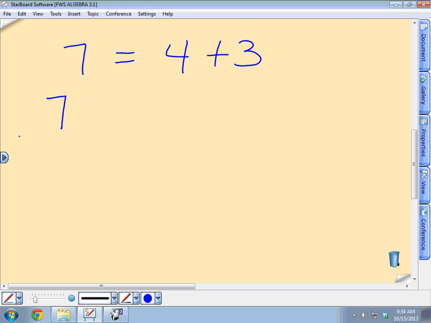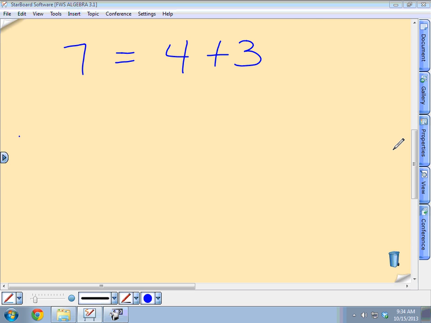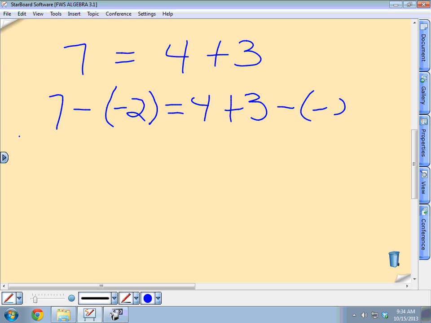Negative 2. So 7 minus negative 2 equals 4 plus 3 minus negative 2. Okay? So if I subtract the same thing from both sides of the equation, I should still get an equality, something that's true. And so we can review this real quick. So we're going to turn this into an addition problem, right, Eric? So how am I going to rewrite this one?